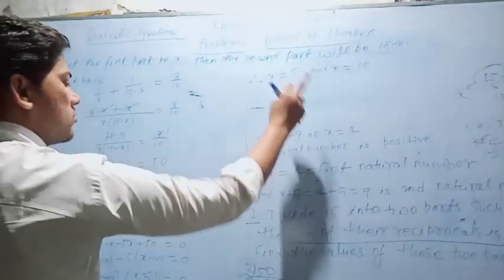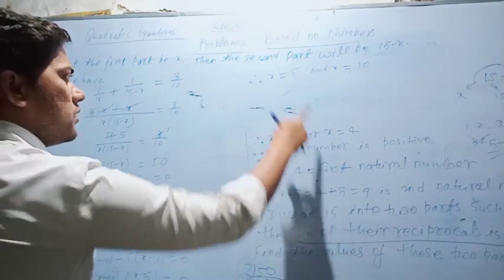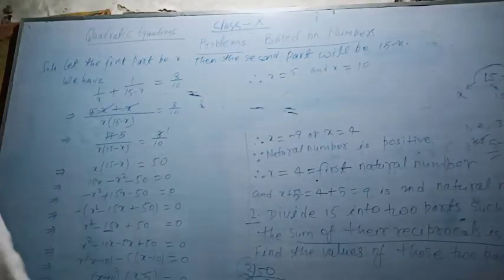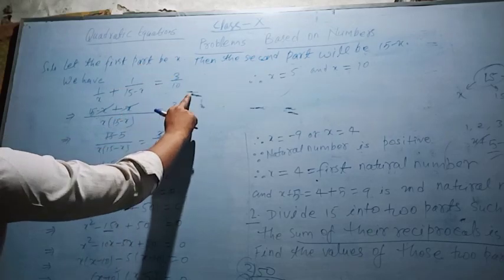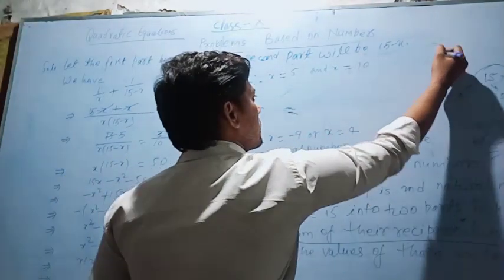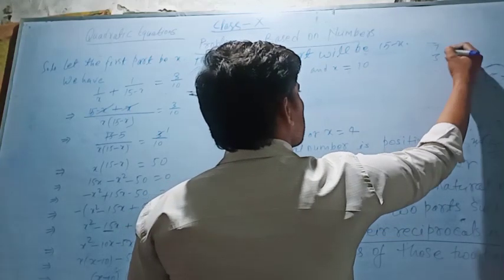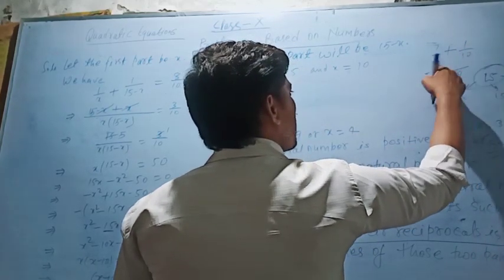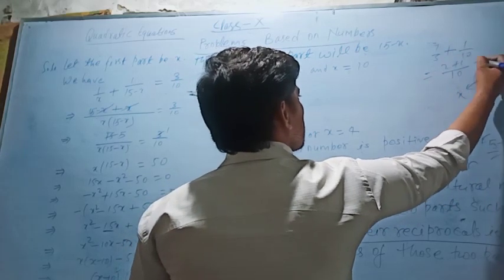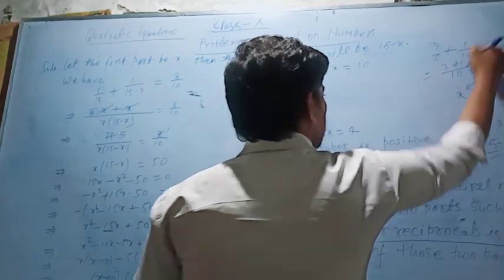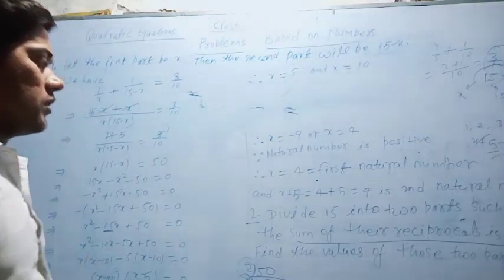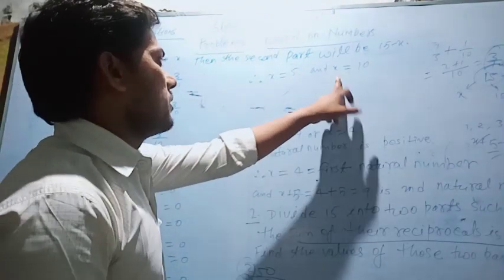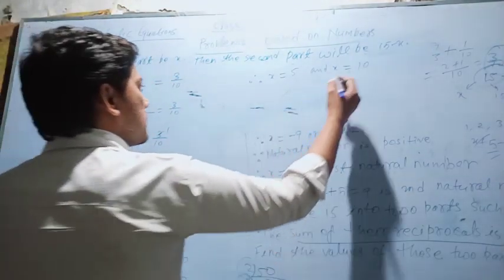You can verify the answer. 5 plus 10 is 15. And the sum of the reciprocals, 1 upon 5 and 1 upon 10: LCM will be 10, so 2 plus 1 is 3 upon 10. So the sum is 3 upon 10. Therefore 5 and 10 are the required answer.